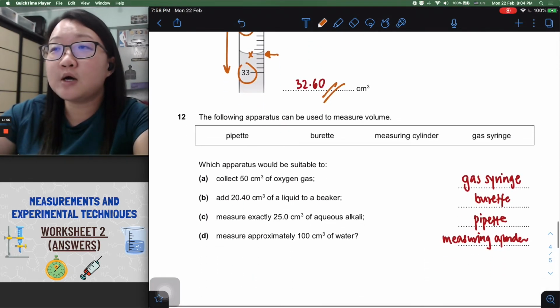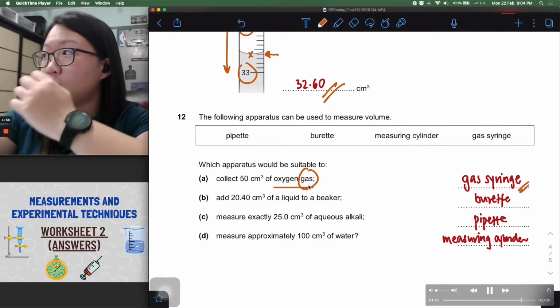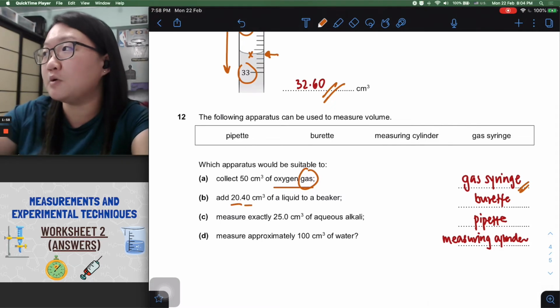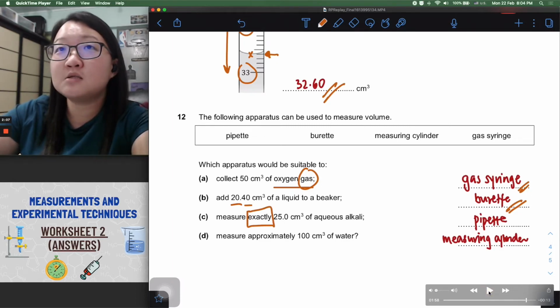Question 12, you are given some apparatus to measure volume. Part A, which apparatus will be suitable to collect 50 cm cube of oxygen gas? So whenever you see the word gas, straight away your answer is gas syringe. Very simple, right? B, add 20.40 cm cube of a liquid to a beaker. That you would use a burette. Okay, again, notice that it's 2 dp, so burette.